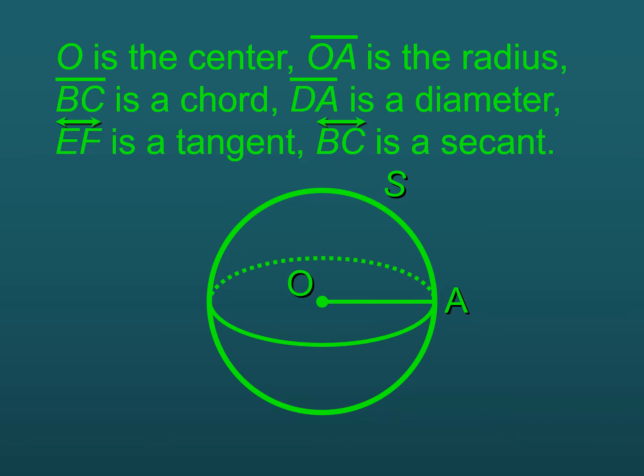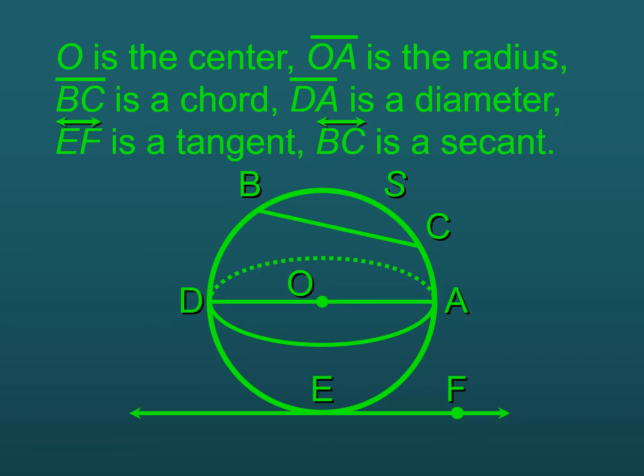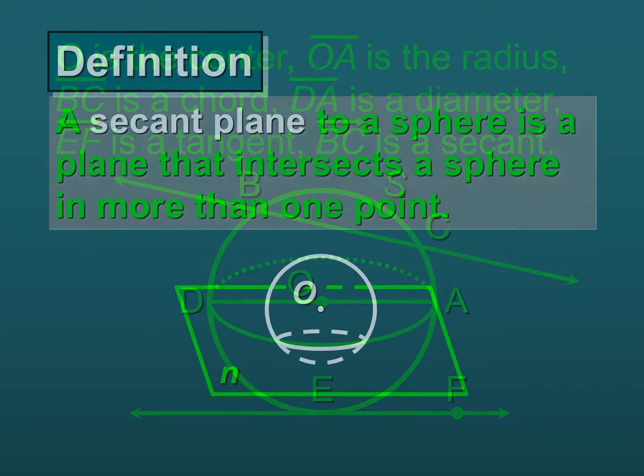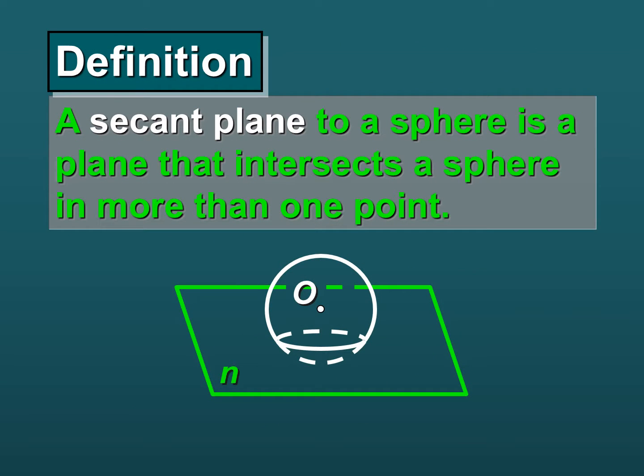It touches once, and we can say that line BC is a secant because it goes through twice. And now that we've looked at secant lines, we're going to look at what a secant plane is. A secant plane is a plane that intersects a sphere in more than one point.